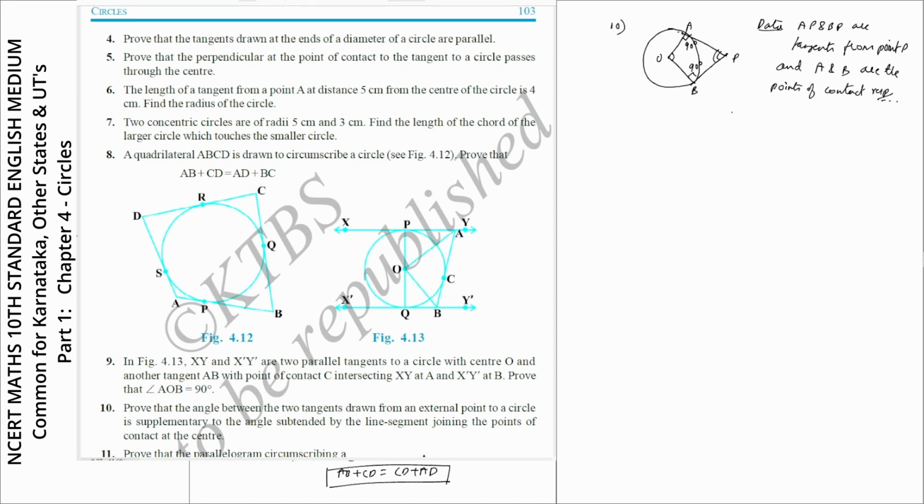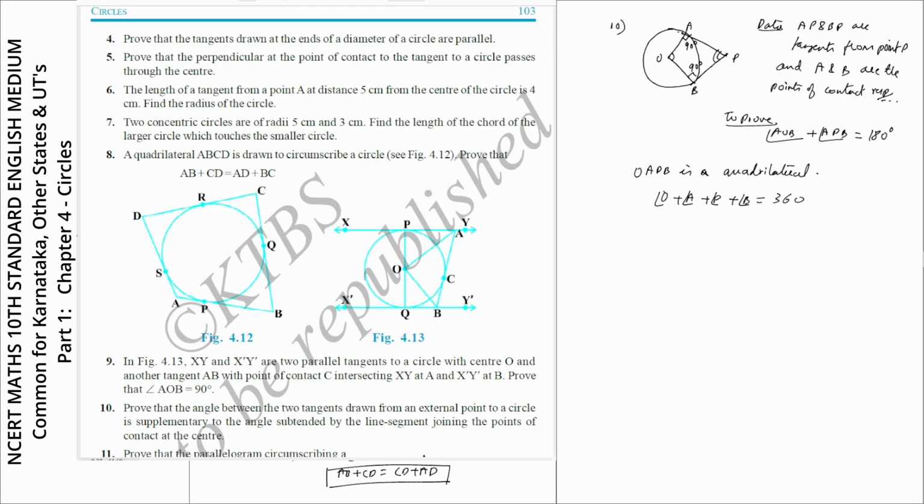So I should prove that angle AOB plus angle APB is equal to 180 degrees. Supplementary angles means the sum of those two angles will be equal to 180 degrees. Now OAPB is a quadrilateral. In a quadrilateral, the sum of all the angles is equal to 360 degrees. So angle O plus angle A plus angle P plus angle B is equal to 360 degrees.